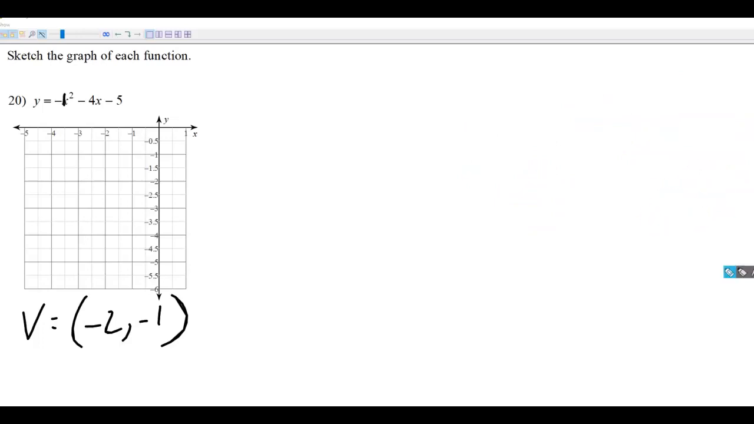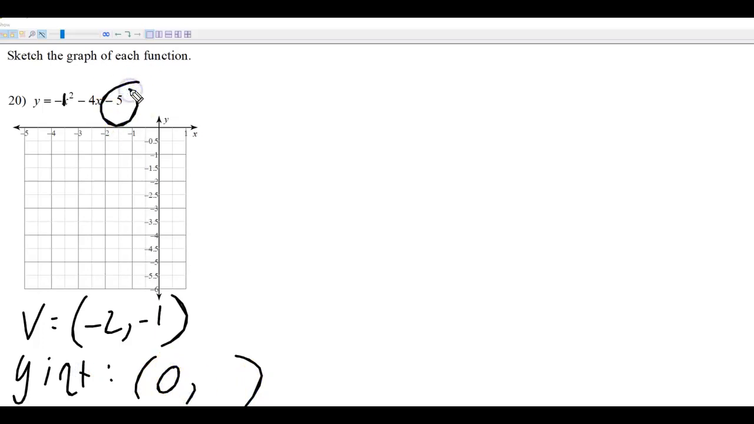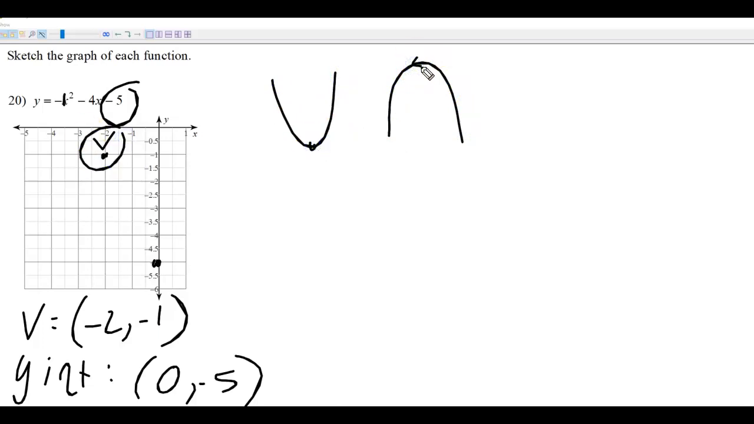Okay, next step, we want to get our y-intercept. So that's always going to be (0, and whatever the last number is). And now we're good to graph our parabola. So (-2, -1) is right here, and that's my vertex, so I'll label it. And then (0, -5) is right here. So I need to have either a happy face or a sad face connecting those dots. I need this one to be the vertex. So the only way I can connect those dots in the proper way is if I have a sad face.